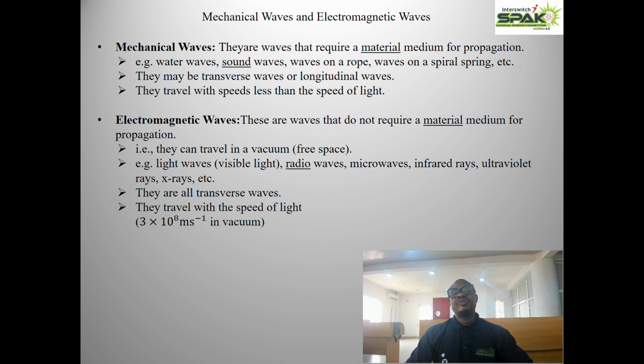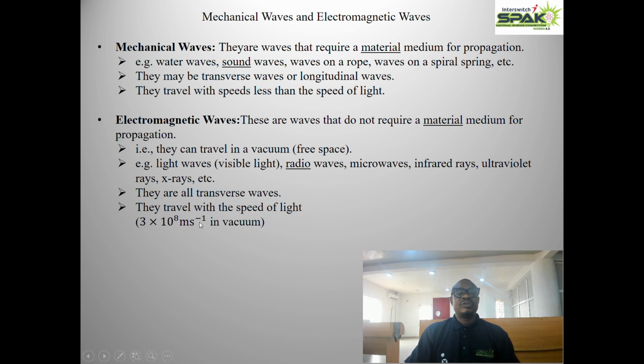Examples of mechanical waves include the sound wave. The sound wave, of course, requires a material medium, the molecules of the air. Then waves on ropes and waves in water all require a material medium. The air has particles, the water has particles, the rope has particles. It is these particles that transfer through the medium. All mechanical waves, of course, travel with a speed less than the speed of light.